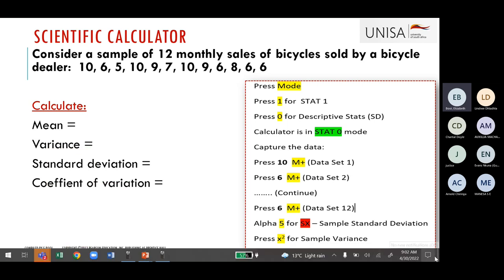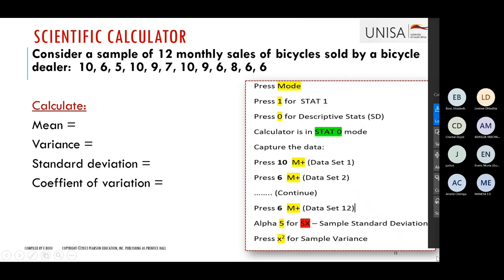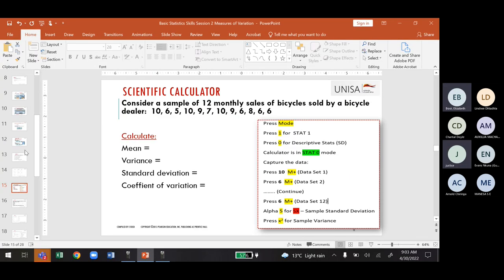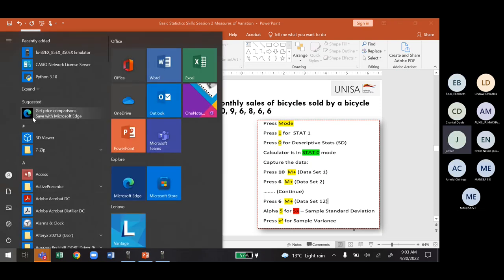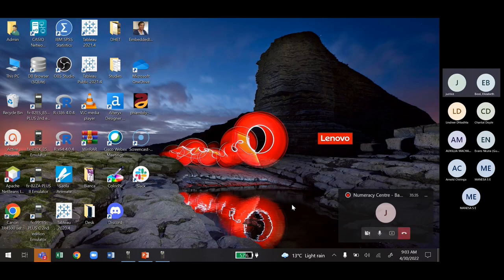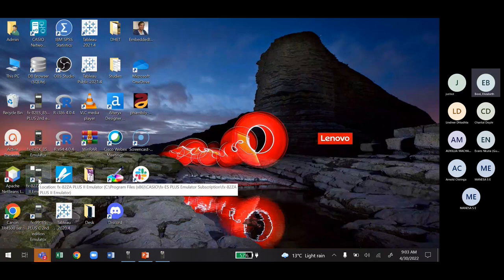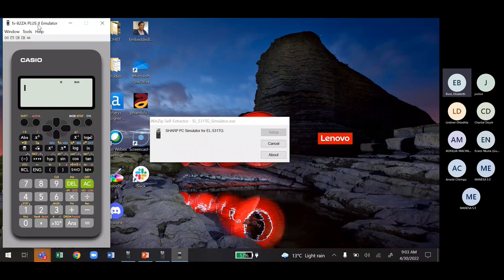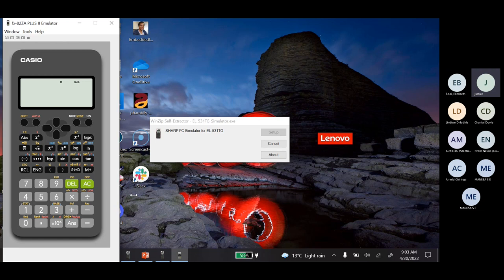Others, what type of calculators do you have? Hello, Cecily. Yes. How are you? I'm good, thanks. I'm fine. I have a Sharp. You have a Sharp calculator. And Casio. Okay, so you have a Casio. So I think I will show both. So your Casio calculator, does it look like this? Does it have a fraction button? Yes, it has.